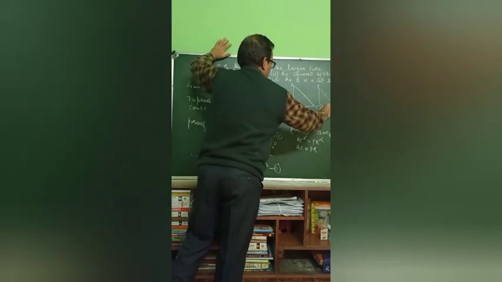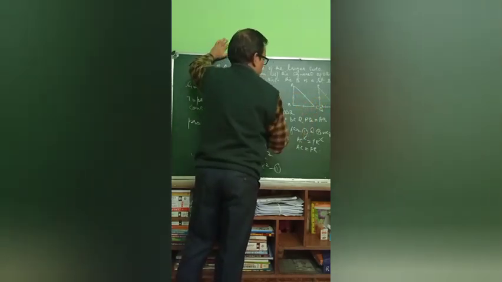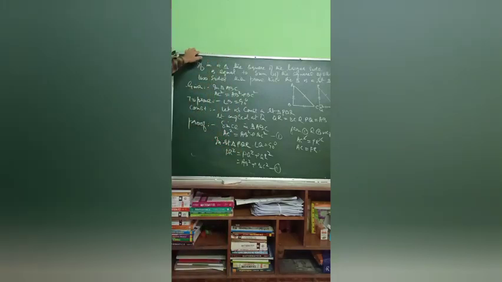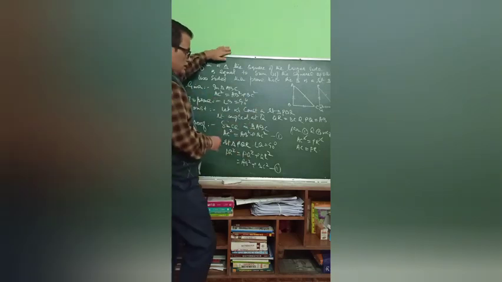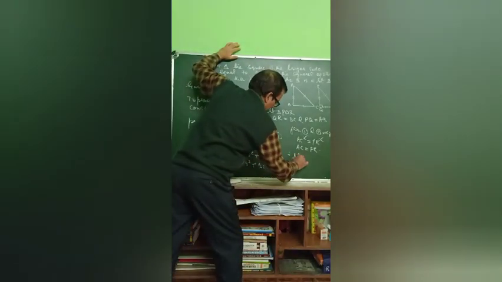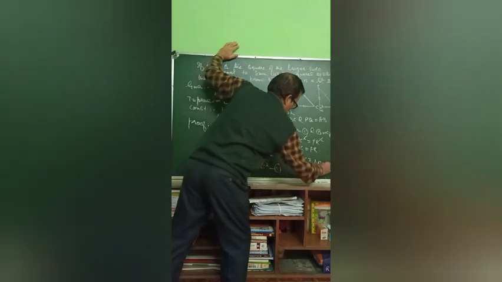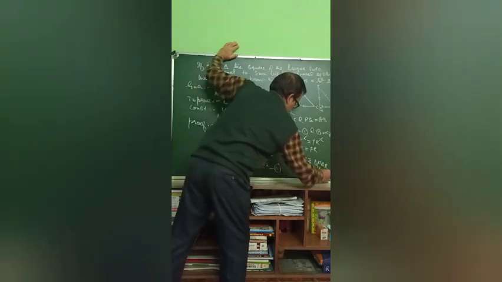This side and this side are already equal by construction. Therefore, the triangles are congruent by SSS, because all three sides of one triangle are respectively equal to the corresponding sides of another triangle. So, triangle ABC is congruent to triangle PQR by the SSS condition.